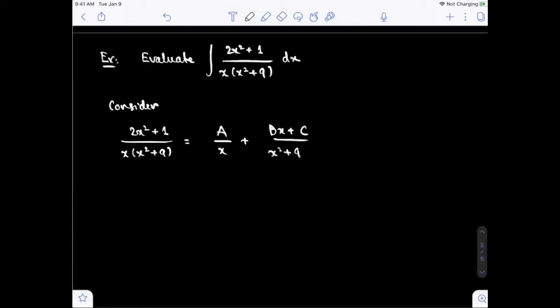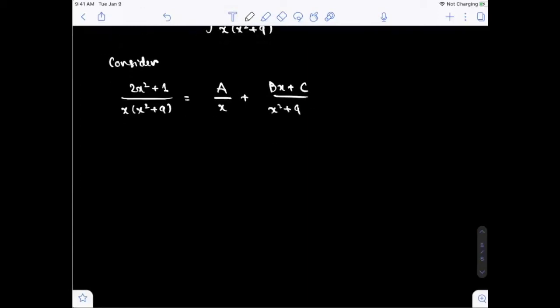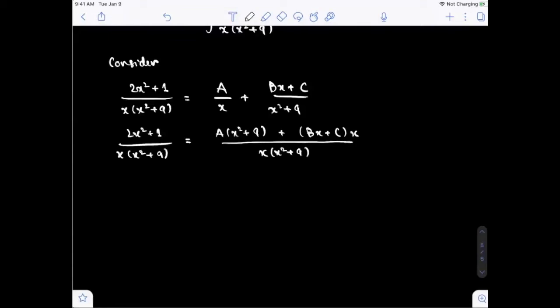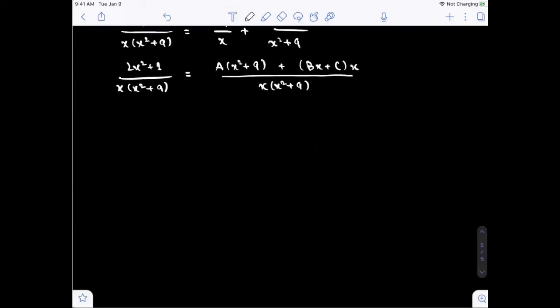So once again, combine the two fractions on the right hand side together. You have a times x squared plus 9 plus bx plus c times x, all together divided by x times x squared plus 9. And the left hand side remains the same. You have the same denominator, so match the numerators together. You have 2x squared plus 1 equal to a times x squared plus 9 plus bx plus c times x.